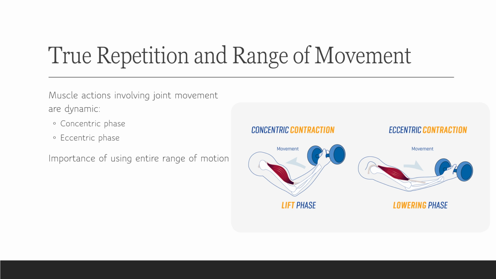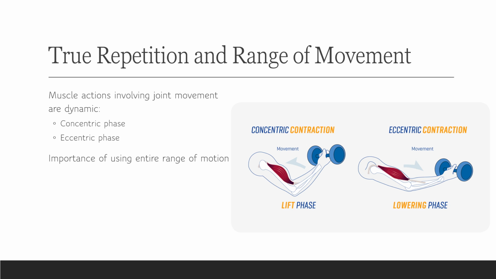Muscle actions involving movement of a joint are termed dynamic, and thus exercises involving joint movements are called dynamic exercises. A full range dynamic exercise usually contains both a concentric phase and an eccentric phase. The order of the phases depends on the choice of exercise. A squat, for example, starts with the eccentric phase, whereas a pull-up normally starts with the concentric phase.